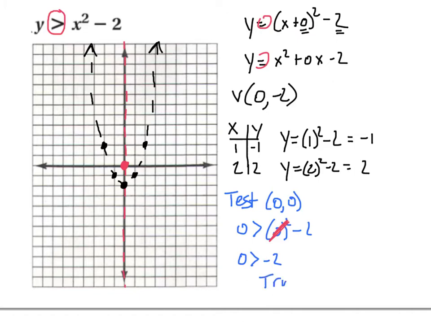That is true. So remember then, the inside of this parabola is the true portion. The outside of the parabola is the false portion. And you always shade the true part of your graph.